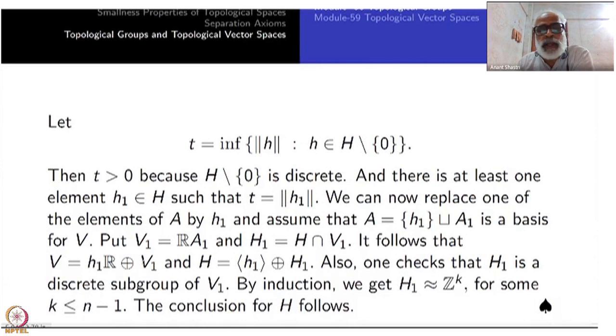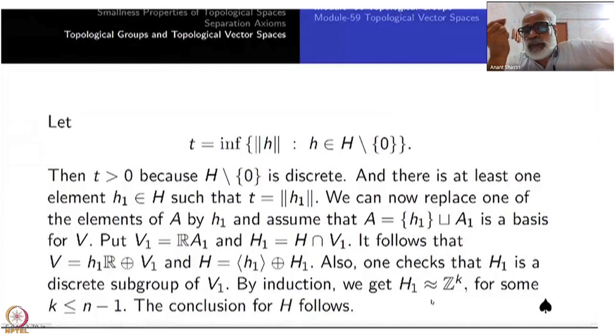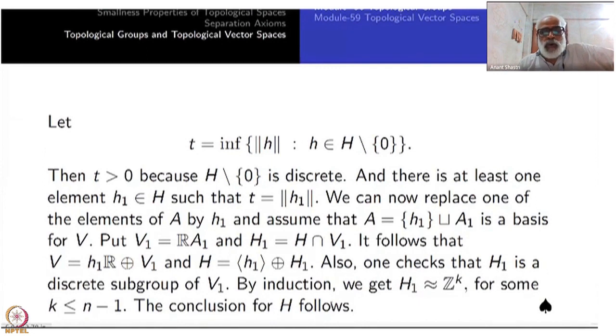So you get the direct sum decomposition like this, because there is a direct sum decomposition of the whole vector space. Also, one checks that H1 is a discrete subgroup of V1 because it's the intersection of H with V1. So by induction, because the dimension has dropped down here, H1 must be isomorphic to some Z^k for some k less than or equal to n minus 1. Add this one more component H1. What does it give you? H is isomorphic to Z^(k+1). But that is less than or equal to n anyway. Okay.